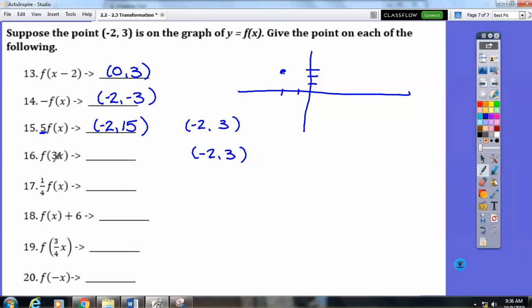We look at this one. Inside is x, x does the opposite. So instead of multiplying my x by 3, I would divide. Outside is y, does what it says. So what does my point become? It's just taking your 3 times 1/4, so -2, 3/4. Okay?